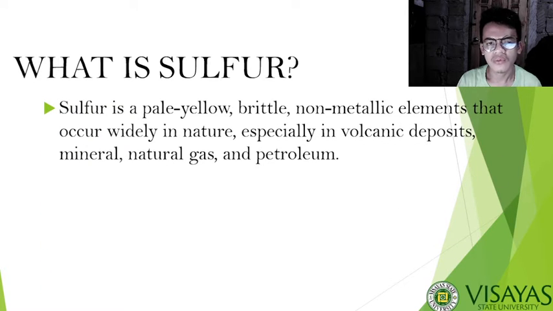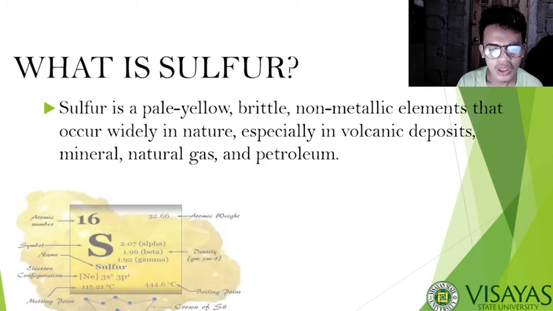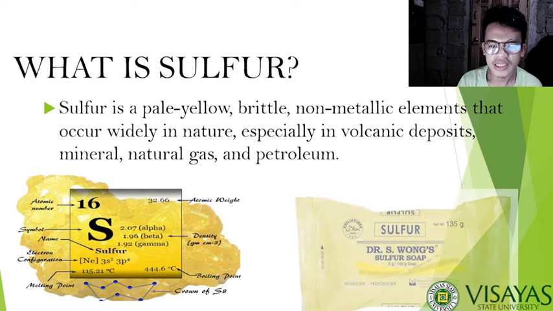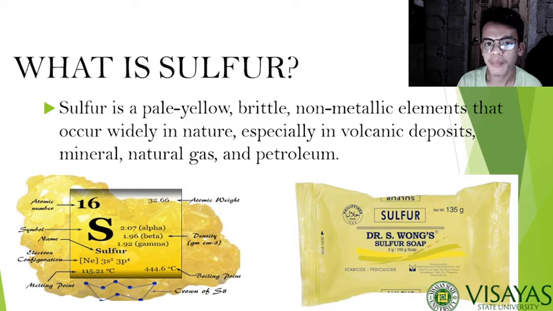When we say sulfur, it is a pale yellow, brittle, non-metallic element that occurs widely in nature, especially in volcanic deposits, minerals, natural gas, and petroleum. This is a sample of sulfur, and this is a sample of a product of sulfur.